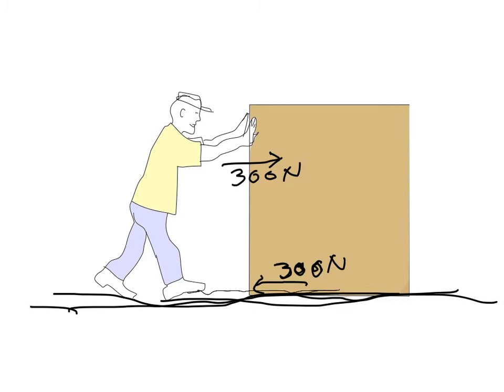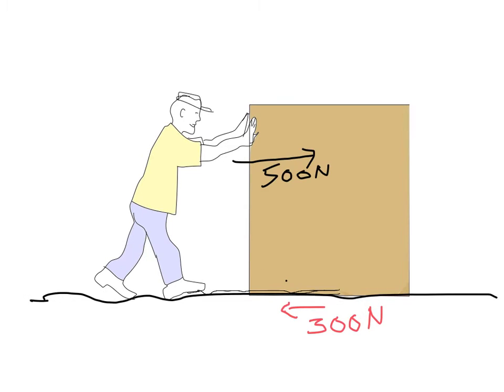So the effect of the resultant force is that the resultant force is 0, because 300 take away 300 is 0. So the box's speed does not change. It's staying where it is.